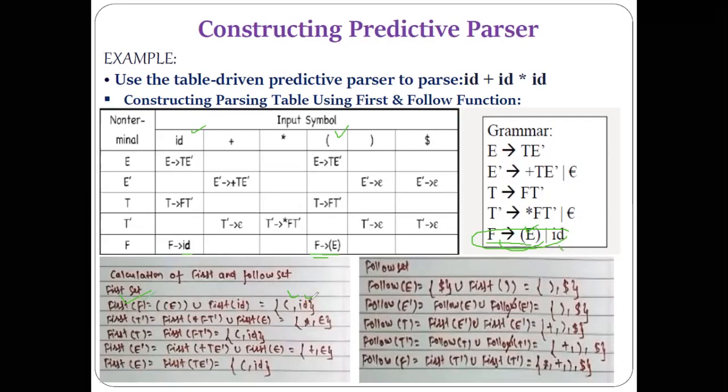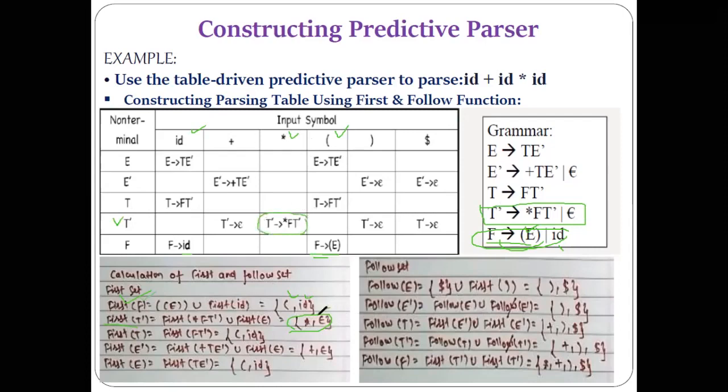Okay. Now next we have the first of T dash. First of T dash is the star and the epsilon. Now here in the production you have to see T dash. This is the production. So under the star, you have to see where the T dash is here. So under the star, you have to make the entry of T dash deriving star F T dash. Here you have made the entry of star F T dash.